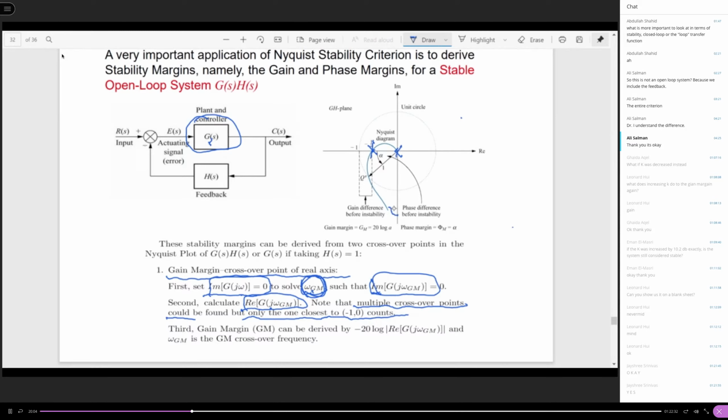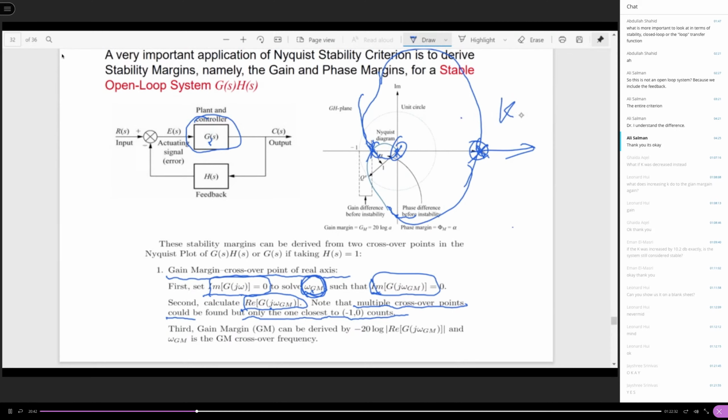Because I did not complete the plot here. This plot might have this shape, so you might have another crossing happen here. So this plot might have 3 crossing points with the real axis. But these 2, I don't count. I'm only concerned about the one closer to the -1, 0 point, like what I've just explained.